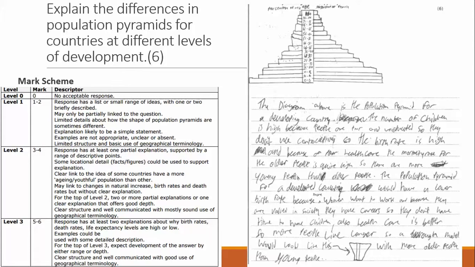in this question. If you look at the level 3 answer, what was required was response had at least 2 explanations of why birth rates, death rates, life expectancy levels are high or low, and often these were linked to really good diagrams. The example on the right here gets 6 marks. This came off the examiner's report, and you can see in different places why it got 6 marks. It's clearly got 2 different pyramids identified here, although the diagrams weren't essential.